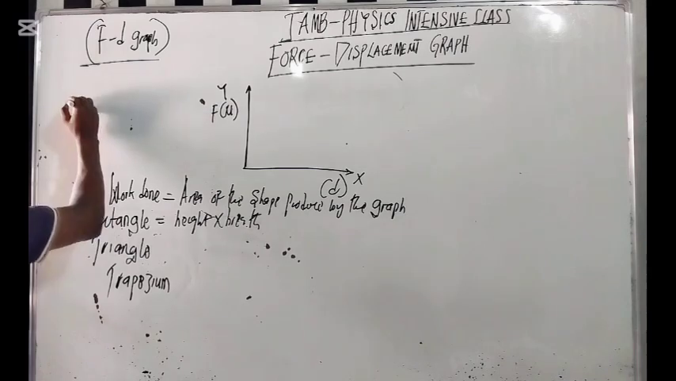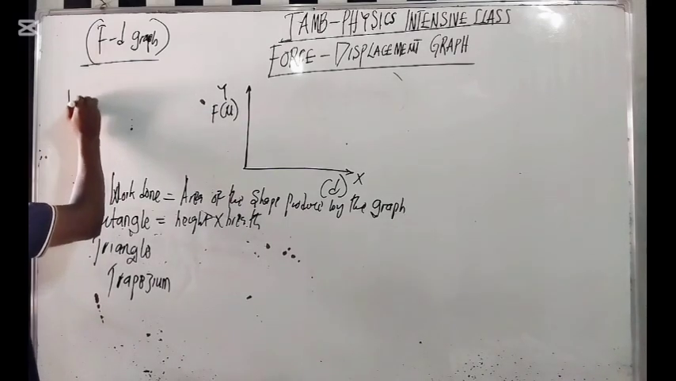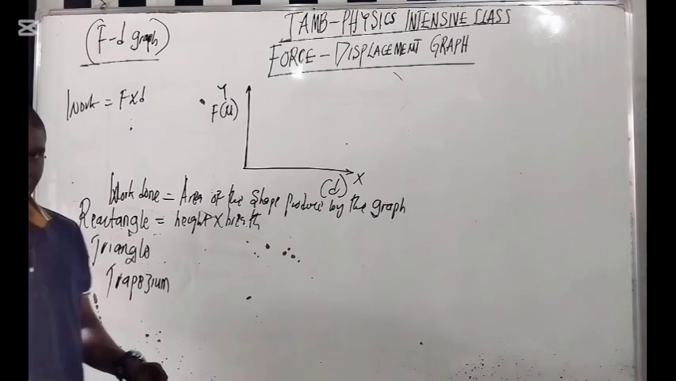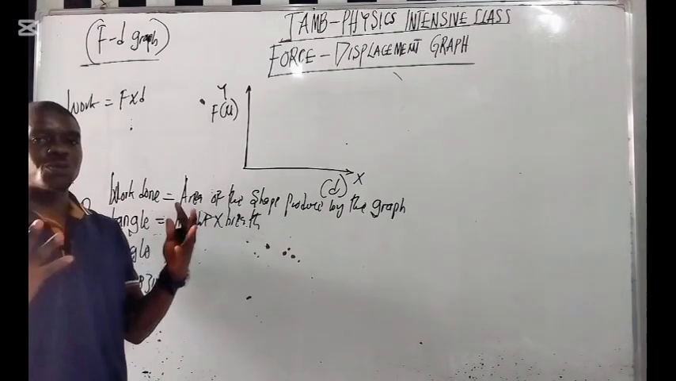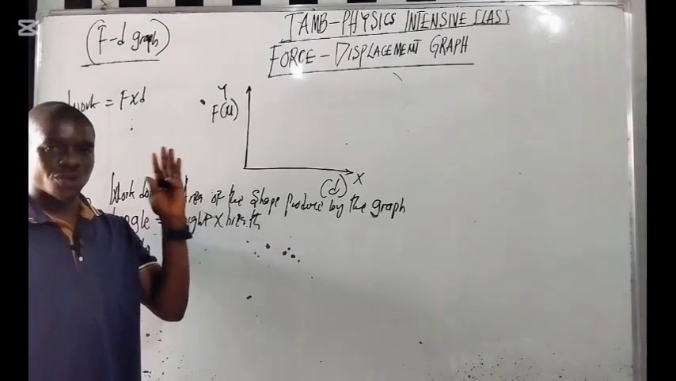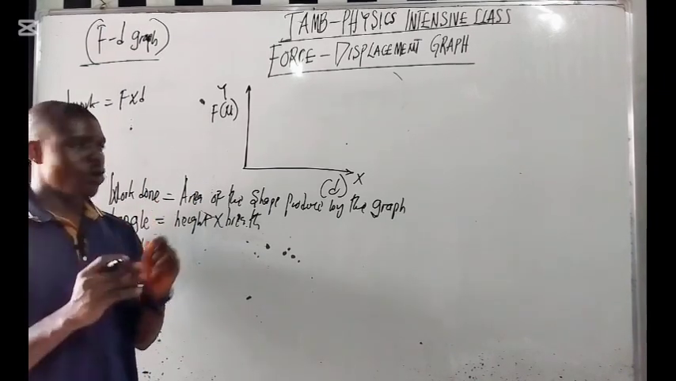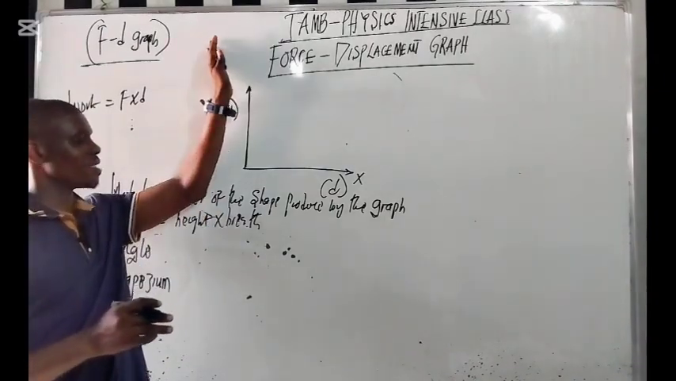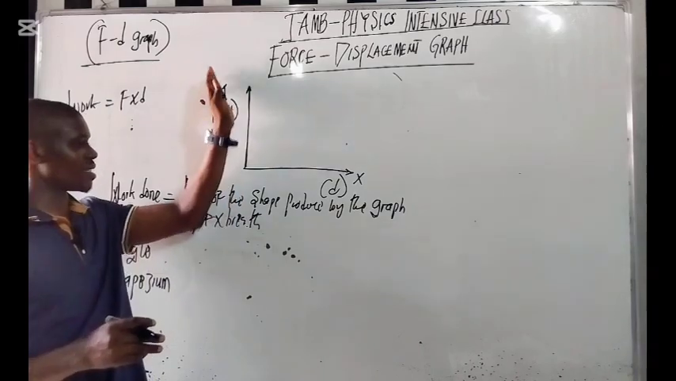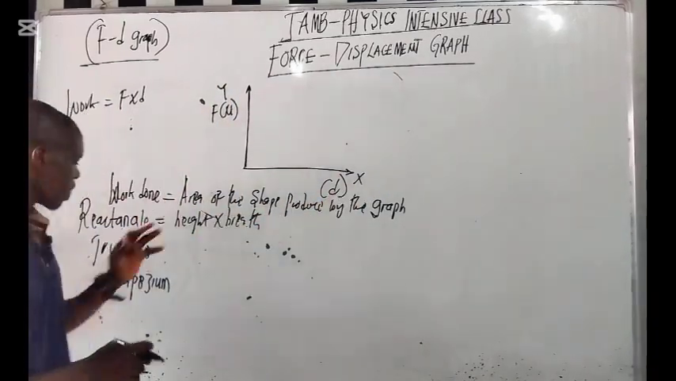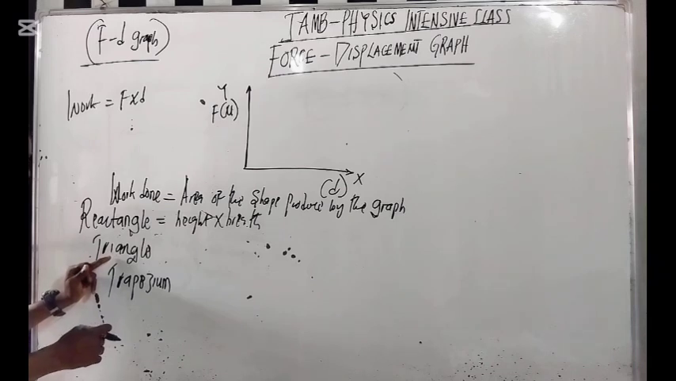Remember, what is work? Normally work is equal to force times distance. That is it. So the area will always multiply the height and the base, or the y-axis and the x-axis, which is force times distance.